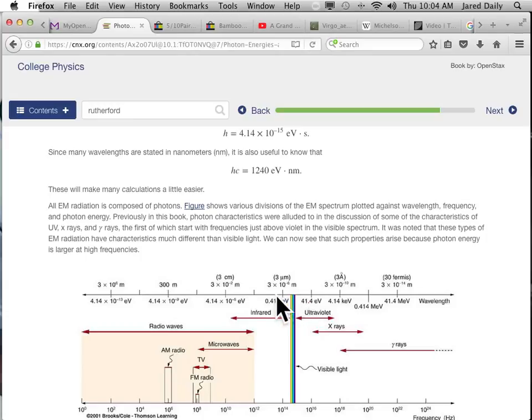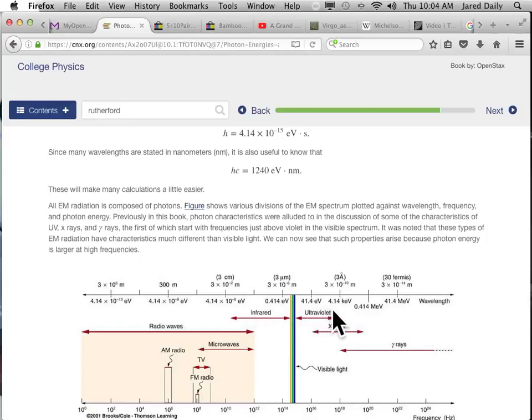But you can see as you go out here towards the longer wavelengths, which is the lower energies, you get definitely lower energies. 4.14 times 10 to the minus 13 electron volts for long radio waves. Very, very tiny energies out there. And then out here it starts to get really, really big.